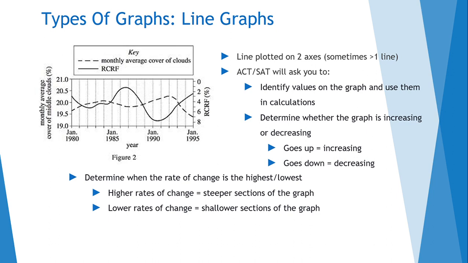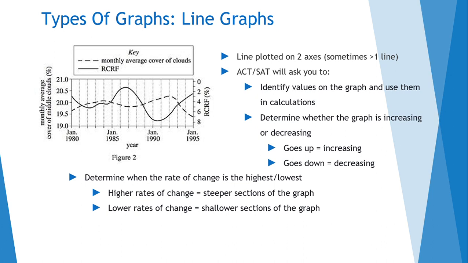Time to move on to types of graphs. This is a line graph, or one of the trickier graphs you'll encounter on the ACT or SAT or any test really. It's essentially a line plotted on 2 axes. There's always one independent variable and one dependent variable, but for example, like in this graph, the graph can be layered on top of each other.